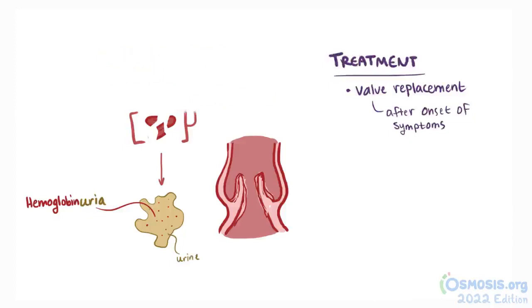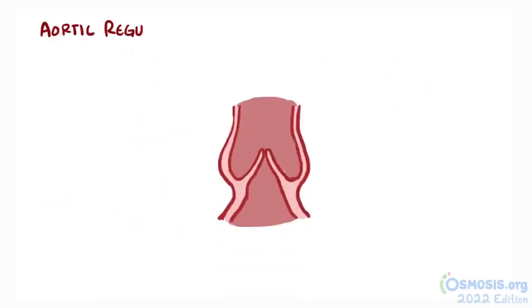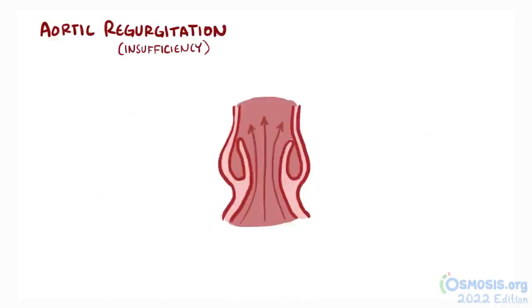Alright, so that was aortic stenosis. What about aortic regurgitation? Well, normally right after the ventricle pumps blood out through the aortic valve, the valve shuts and remains shut until the ventricle fills again.